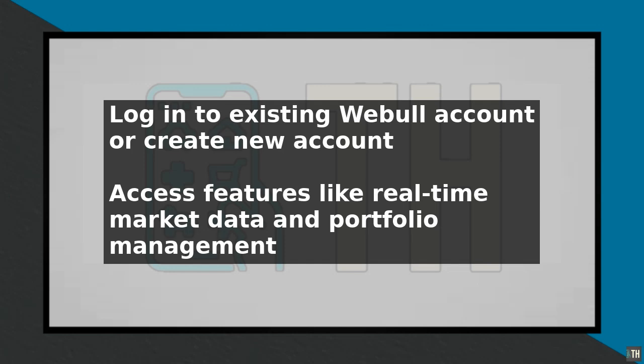To do this, open the Play Store, click on the menu icon, and select My Apps and Games. From here, you can check for updates and install any available updates for the Webull app. By following these steps, you can easily download and install Webull on your Chromebook and start using its features to manage your investments and stay up to date with market news.